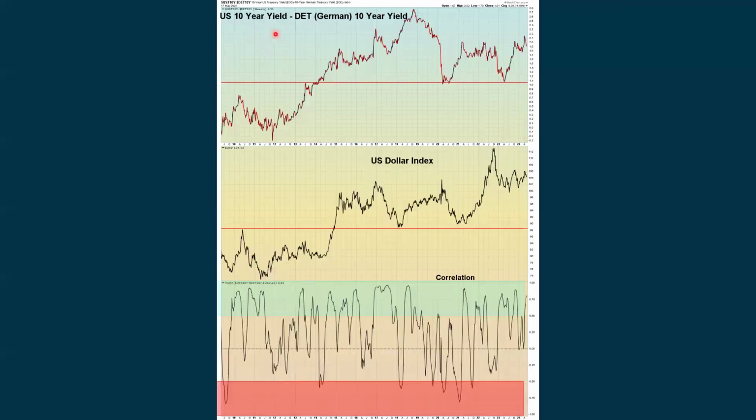We'll take the 10-year yield in the US, we subtract the German 10-year yield, and because US rates are higher, that gives us a positive result. So we're above this red line, which is 0.